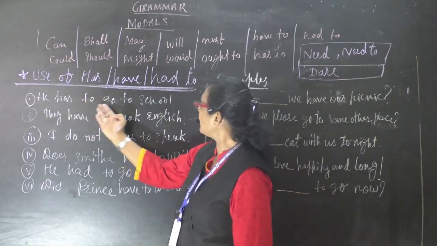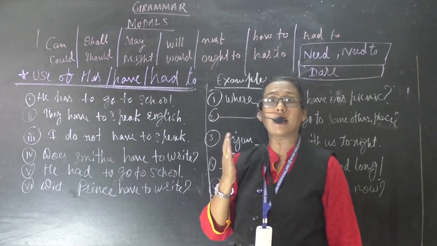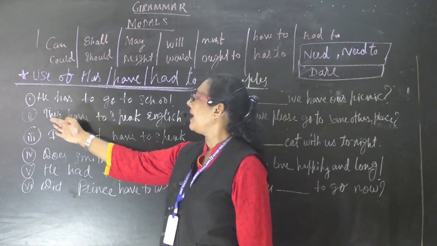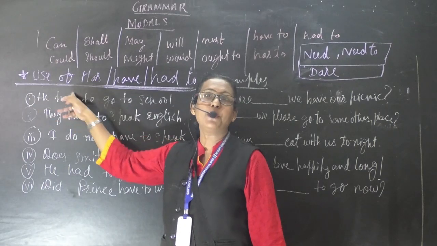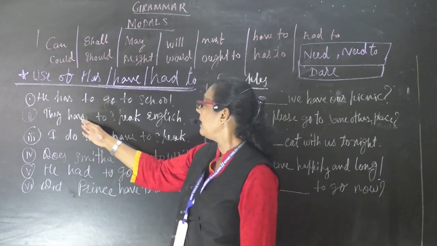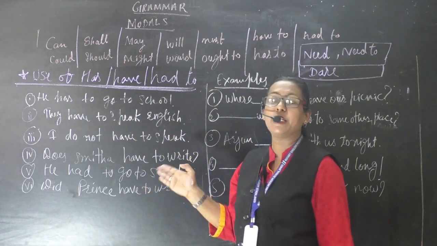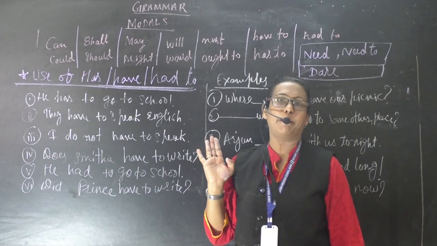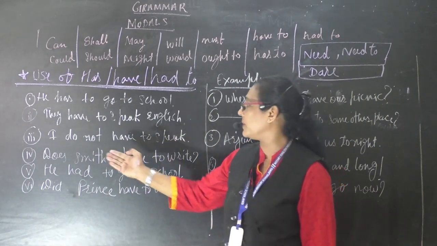See, he has to go to school. उसको स्कूल में जाना पड़ा. See, and they have here. He has, and for the singular we have used has to. And for the plural, we have used have to speak English here. They have to speak English in the school campus. That is, have to, compulsion.